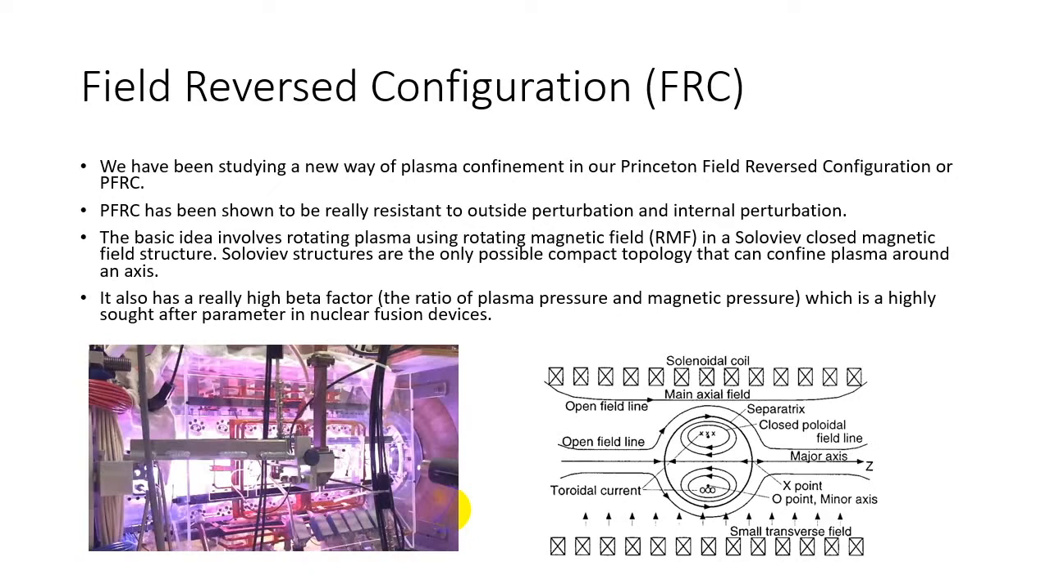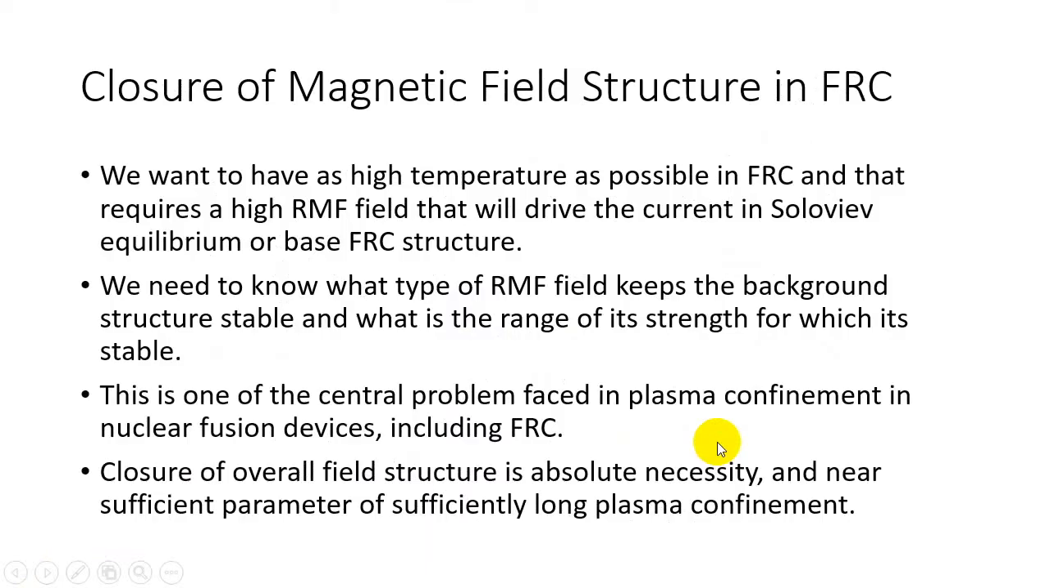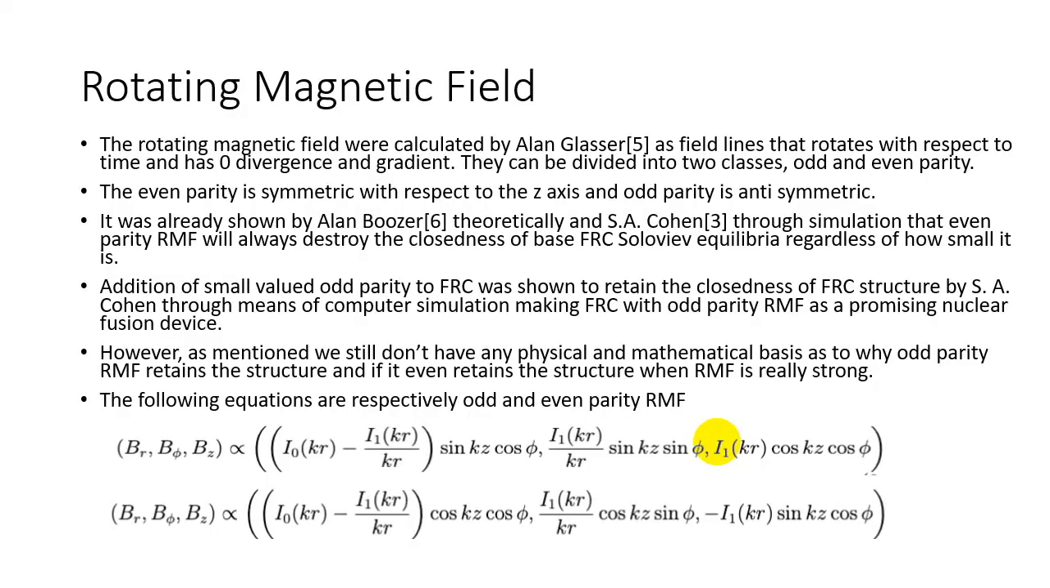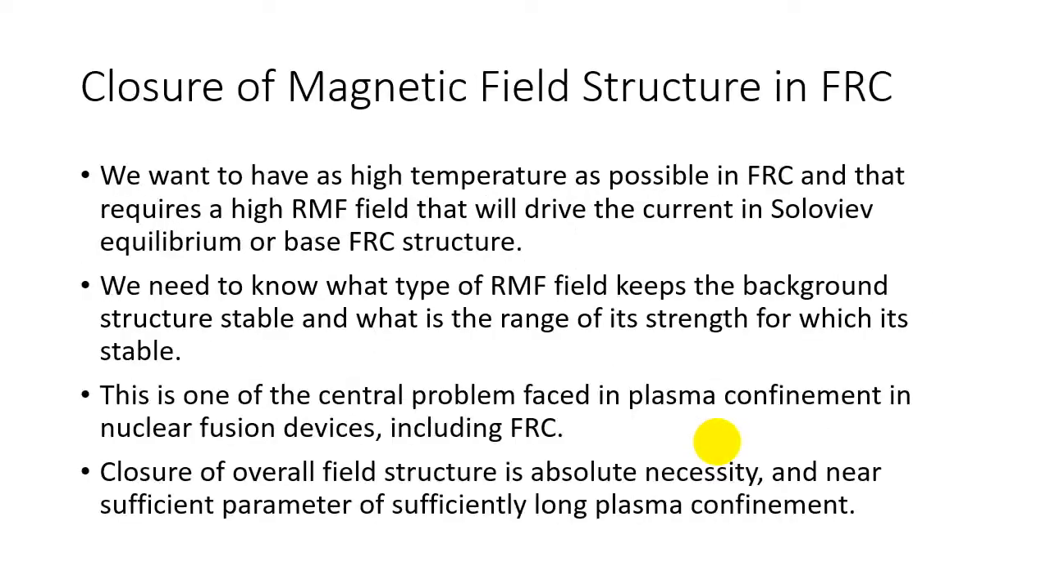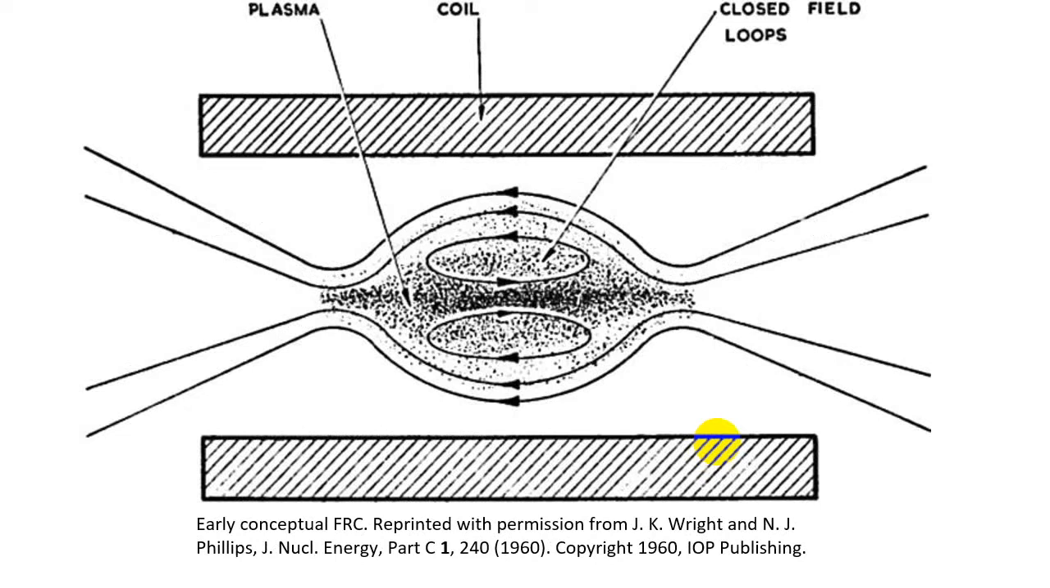The main reason FRC was a really promising new thing is this thing called the beta factor. What is the function of the perpendicular magnetic field, like the cylinder coil? Yeah, I'm going to discuss this. The functions we're using here were derived by a professor called Alan Glasser, and that was the first part of the work from my professor. A particular type of transverse field keeps the structure closed, while other ones open them up.